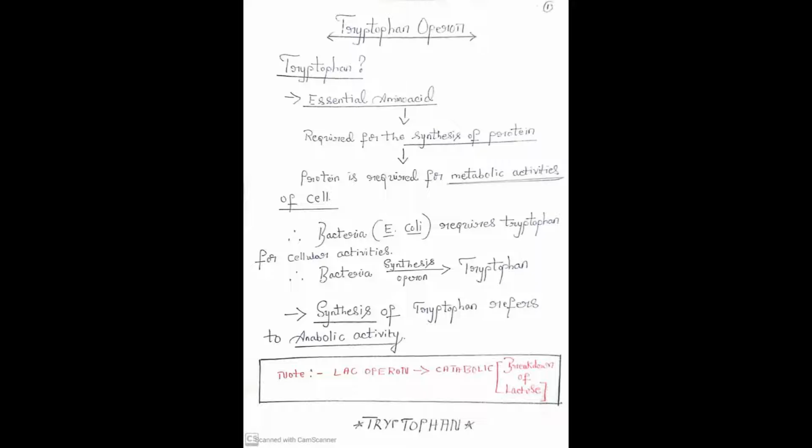But now we need to synthesize tryptophan. That's why the tryptophan operon comes under the anabolic concept. So why do we need to study the tryptophan operon? Tryptophan is an amino acid required for bacteria, and we already know the operon concept: a cluster of genes which controls the expression of genes.